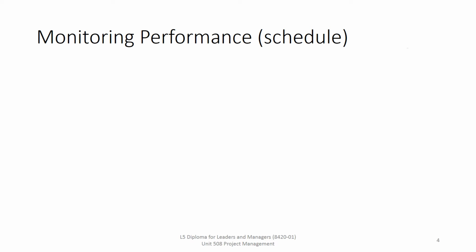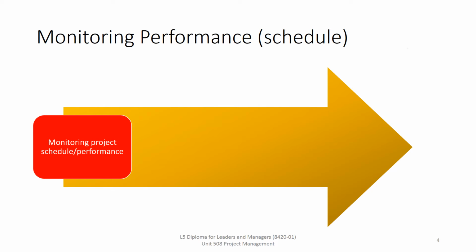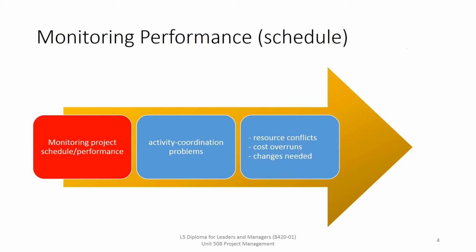But firstly, let's consider how we're going to monitor that and why, because regular monitoring of the project schedule and therefore its performance is probably key to all those other aspects that we just talked about. Because if we monitor the schedule well, then we're probably going to notice any possible problems with activity coordination, so things not being tied together. We're probably going to notice any resource conflicts, any cost overruns, any changes that are needed, and we're probably going to see any risks and be able to plan and mitigate for them.